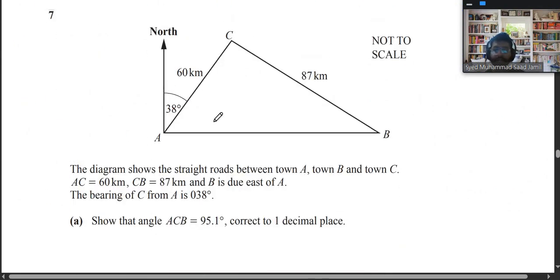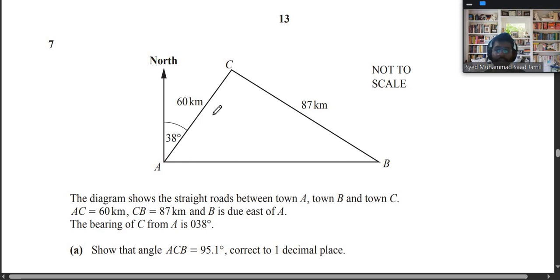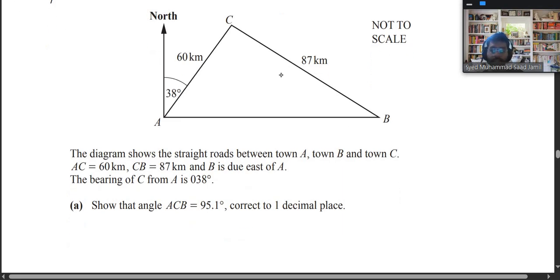The next question says the diagram shows the straight roads between town A, town B and town C. AC is equal to 60, CB is equal to 87, and B is due east. Show that angle ACB is 95.1 correct to 1 decimal place. First of all, this angle is 90 degrees, so 90 minus 38 is 52. This angle is 52. We need to find this angle, let's call this x. But before that, we can easily find this one, let's call this b. How can we find it?